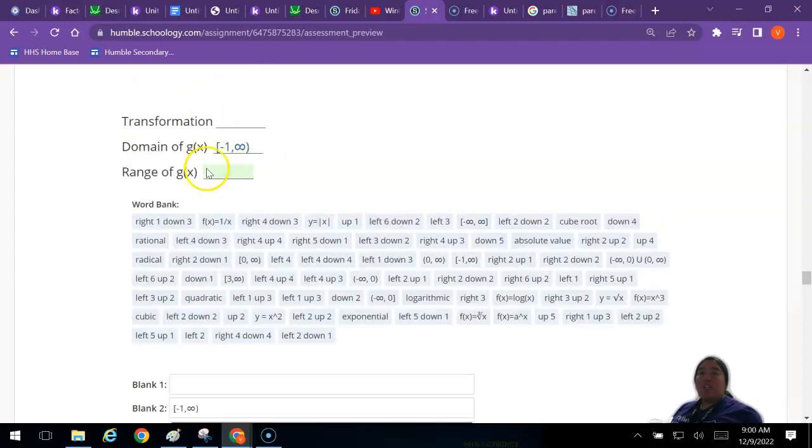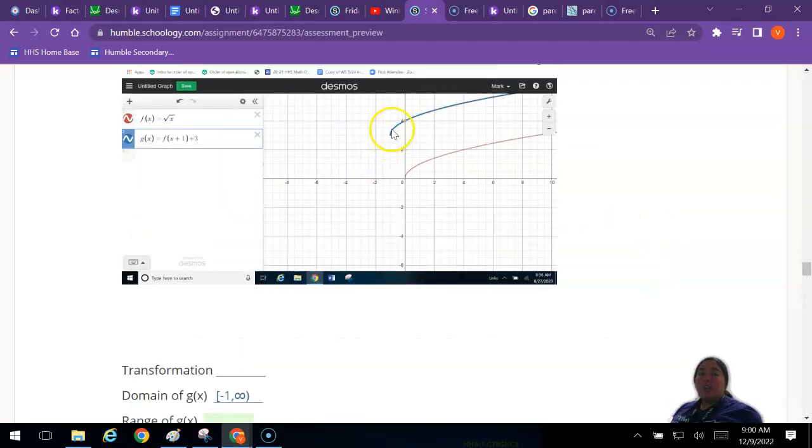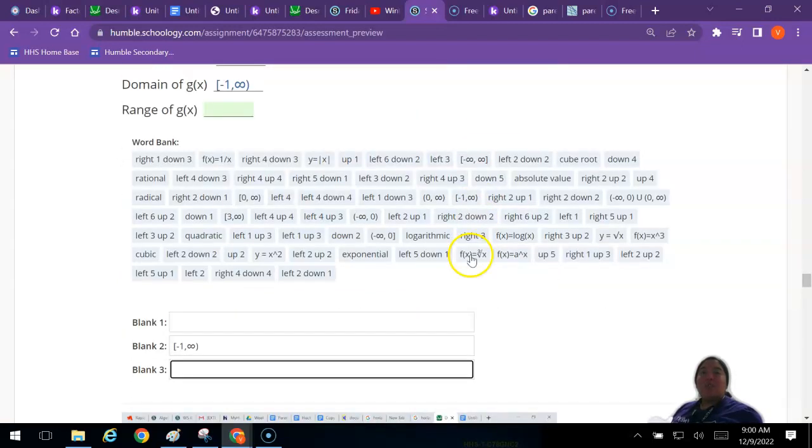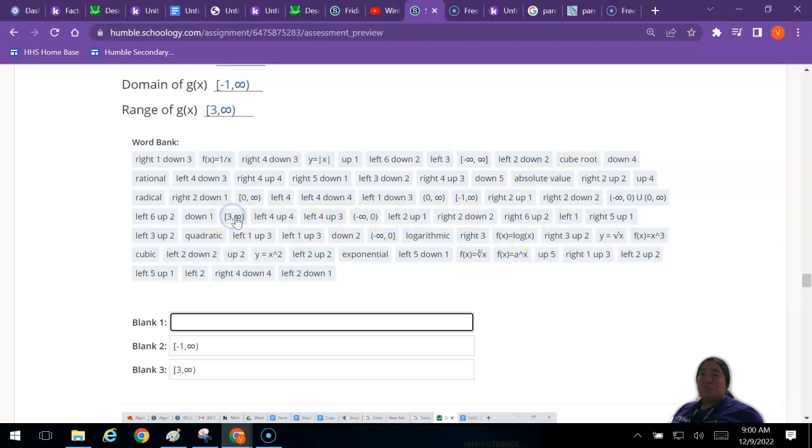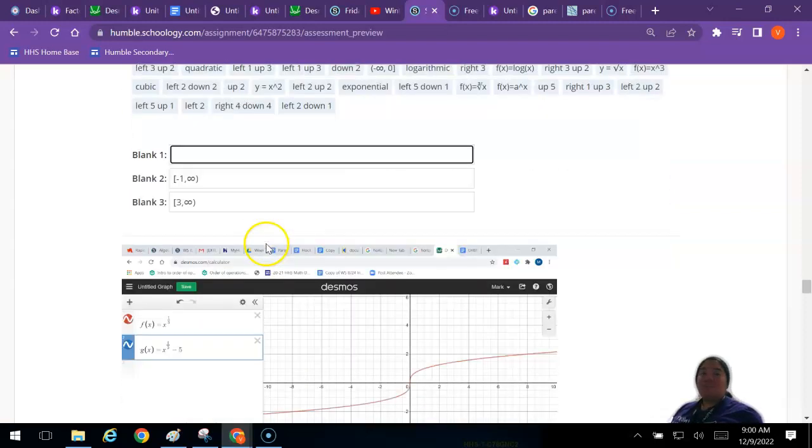Now, range. We're looking at the range of g of x. We're looking at blue. If I were to take a sticky note and put it at the bottom of blue, my lowest y that it goes through is positive 3, right? And then it keeps going forever and ever. So my range is from 3 to infinity. This one is for the last blank.